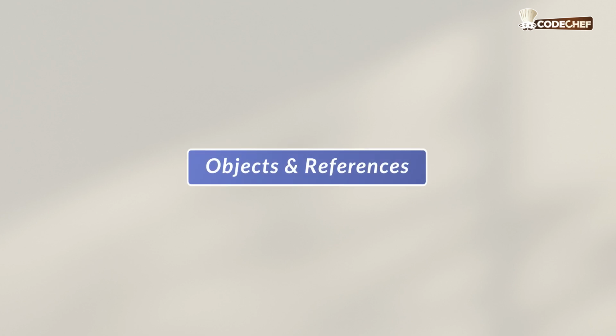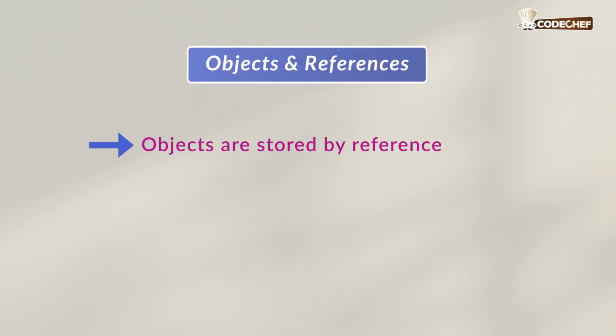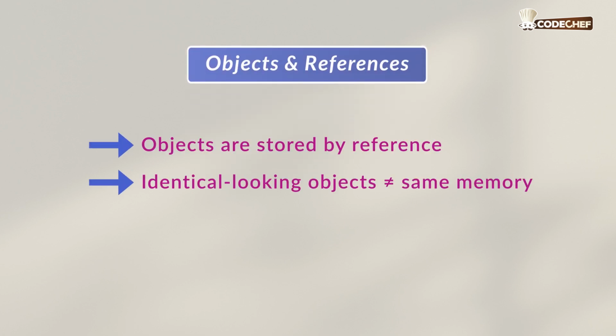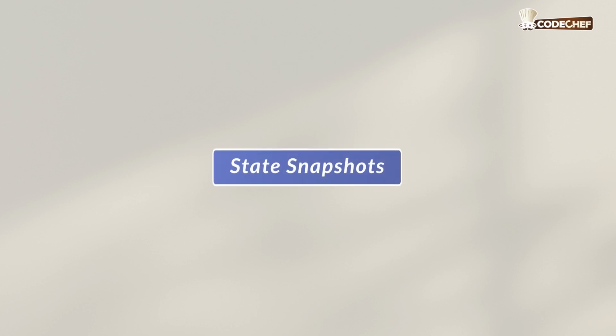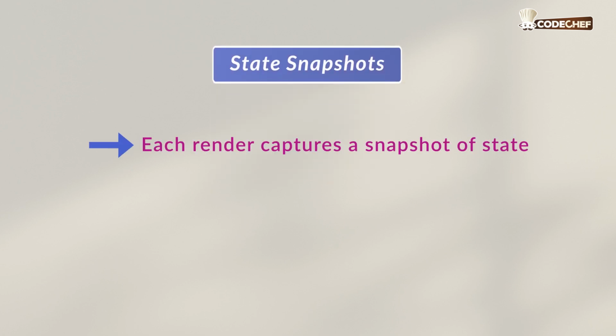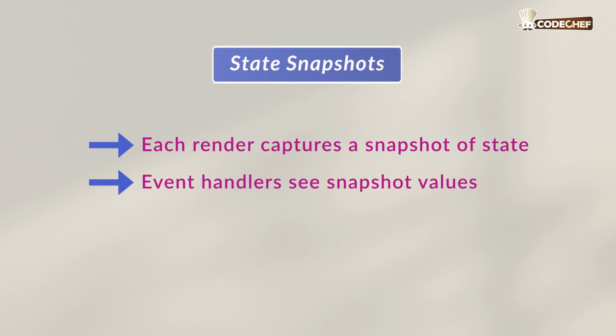In JavaScript, objects are stored by reference. Even if two objects look identical, they are different if they are created separately. React uses this reference comparison to decide whether something has changed. Each time React renders a component, it creates a snapshot of the current state and props. Event handlers always see the state from the snapshot in which they were created, even if the state updates later.